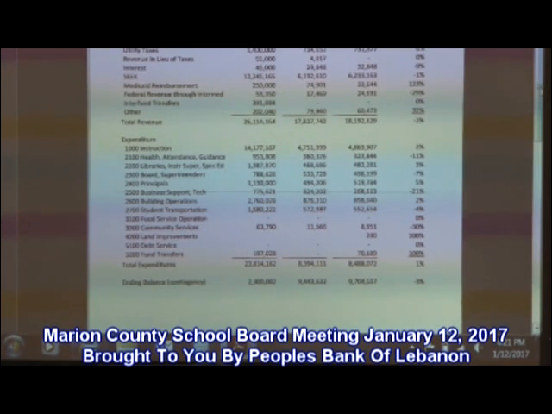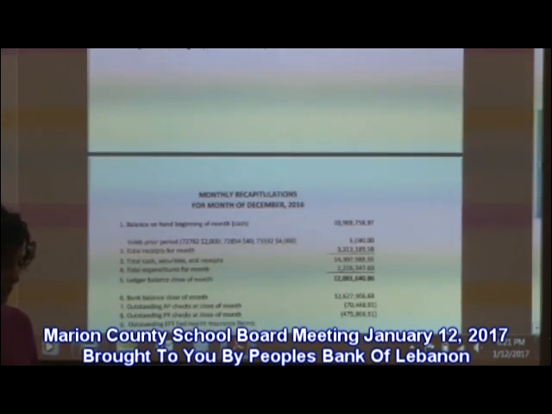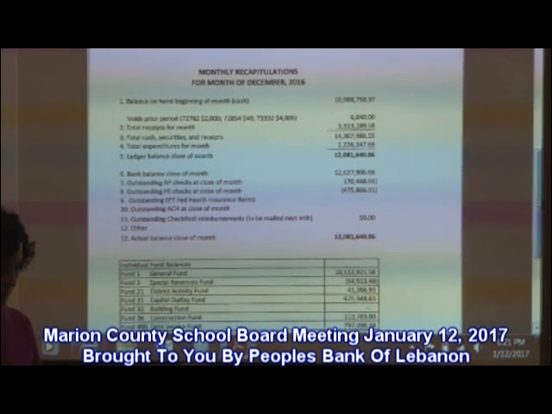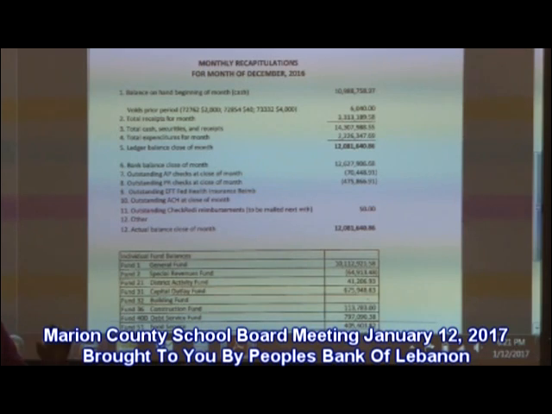The cash balances this December were 10.1 million in general fund. Last December, they were 10.8 million. Mostly that's because of that 500,000 for the roof repair.